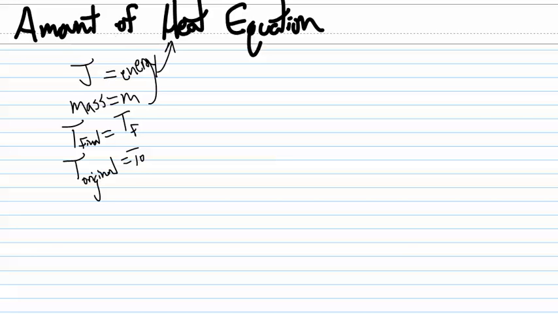So what do we got so far? We've got joules, we got energy, we got mass, we got TF, we got TO. There's one more thing. Each substance is different. Some substances are easy to heat, some substances are hard to heat. So we need a constant that is different depending on the different substance.